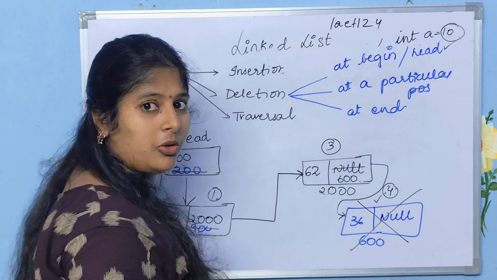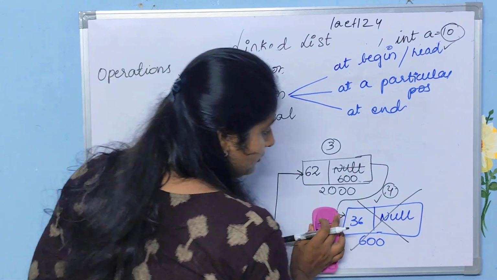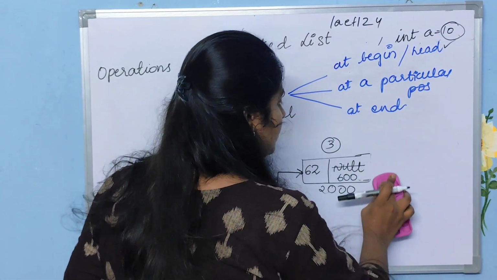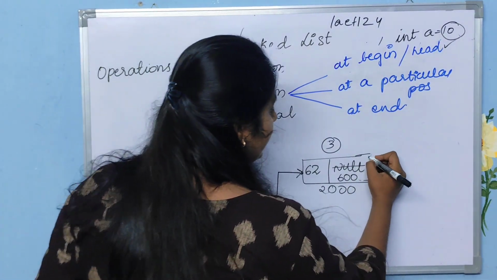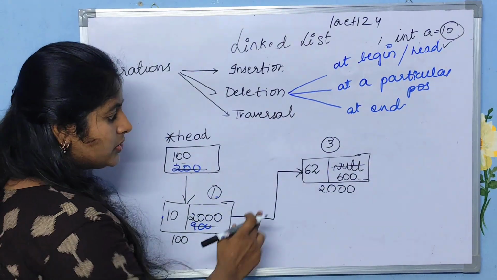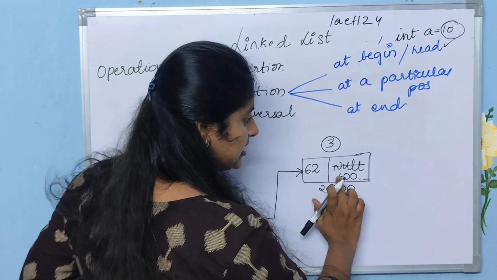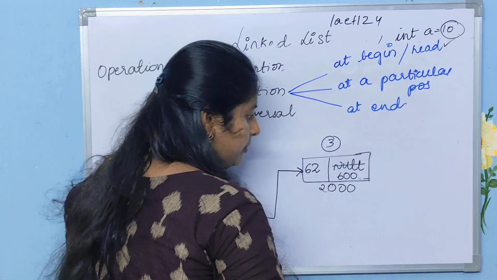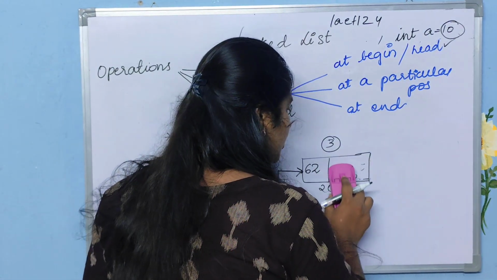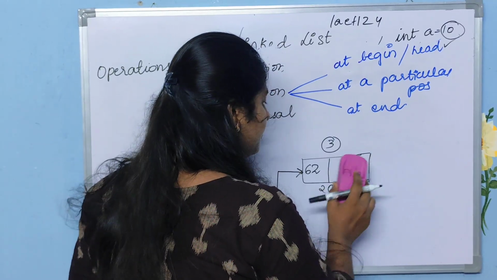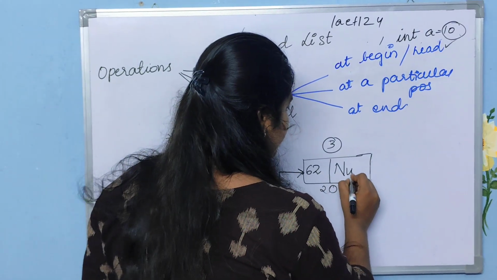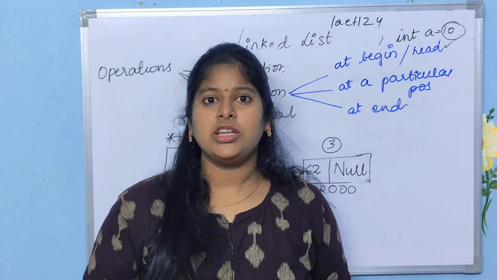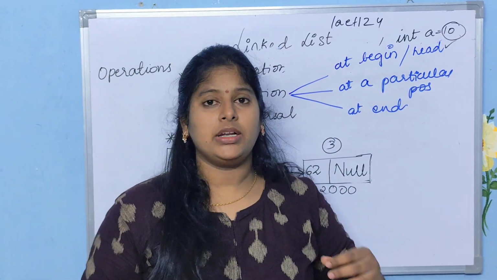I hope you all have understood. So I have deleted this element. Now tell me what is going on with the addresses. 62's next part is 600. Are there any other elements next to 62? No. So it will be pointing to null. This operation is called deletion of elements at the end.